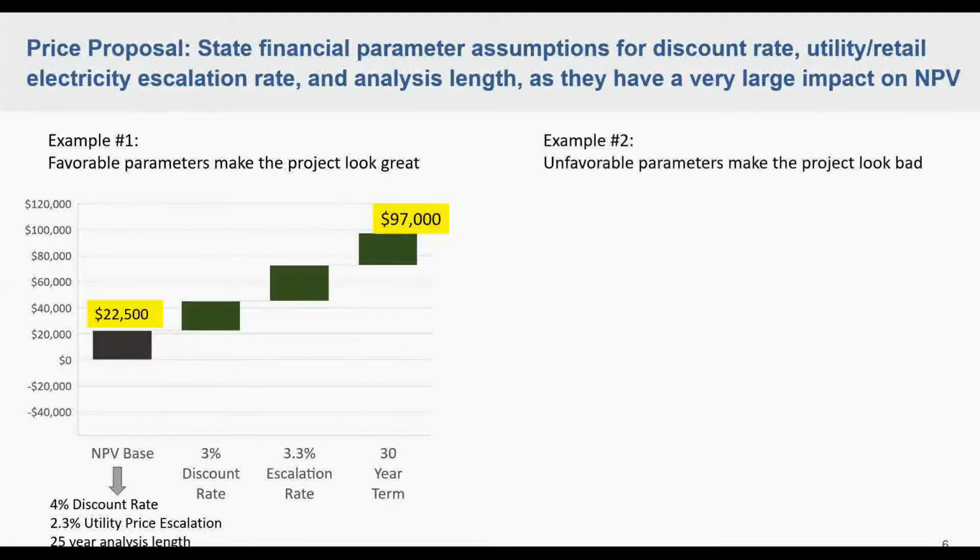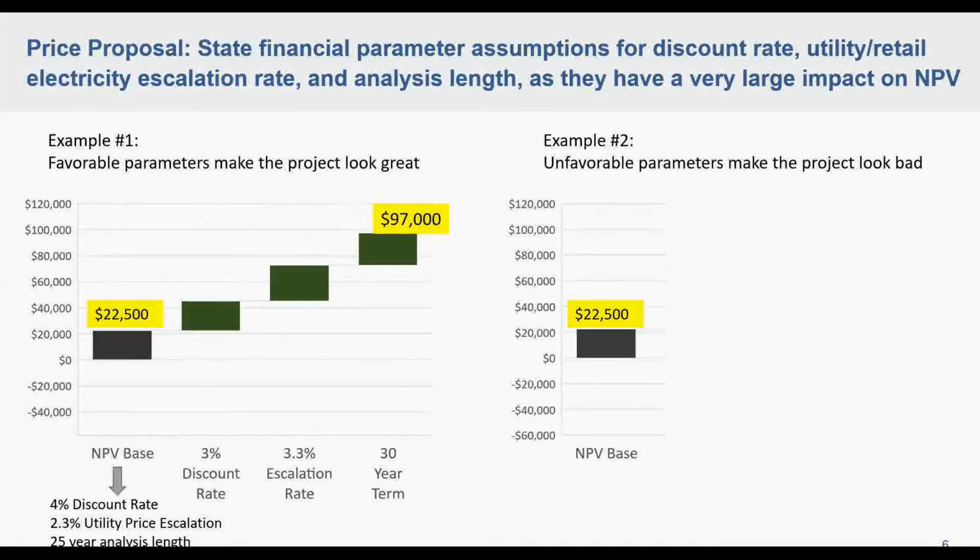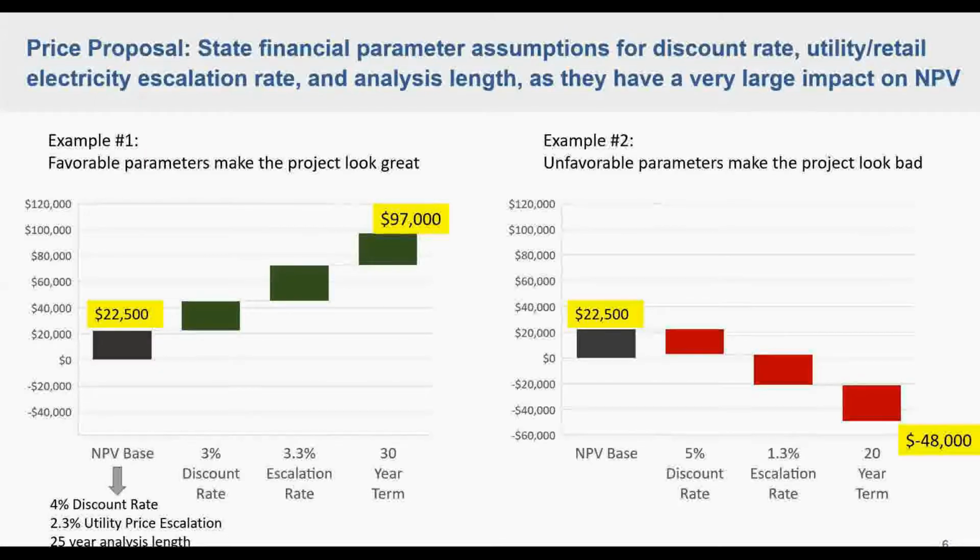And the second example is just the opposite. So same base example, but in the opposite direction. If they're using a higher discount rate, lower utility escalation rate, and a lower analysis period, all of a sudden it looks like your project's not going to make money over the long term. So this is, again, just an example to illustrate how important it is to state these assumptions around financial parameters.